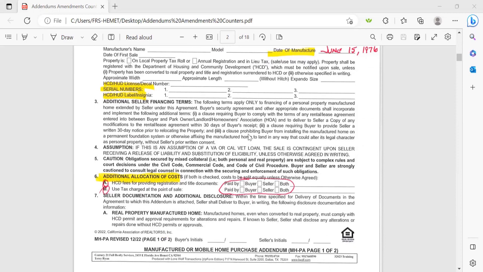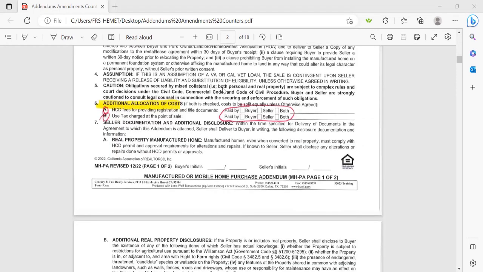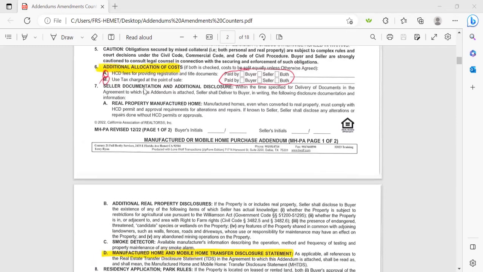We're not going to deal with assumptions at this time. They're not happening that often, for one thing, but anyway, allocation of costs. HCD fees for providing registration and title documents, we generally ask the seller to pay for those, and use tax charged at point of sale. That's going to be paid by a buyer because that's like a sales tax. So if those taxes are involved, usually the seller will pay this one and the buyer will pay that one.